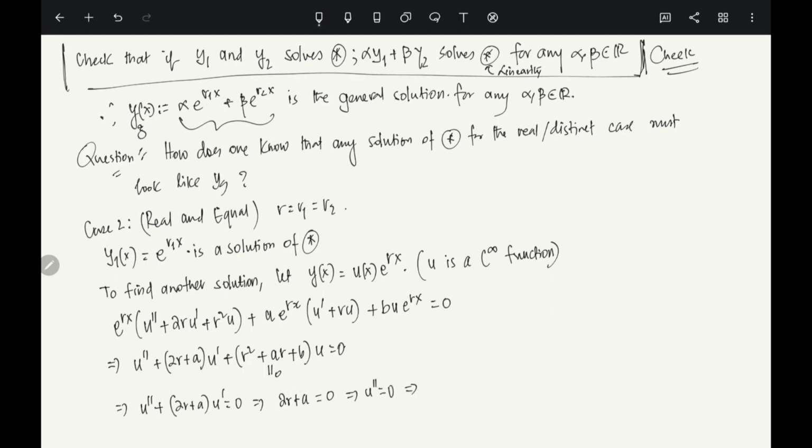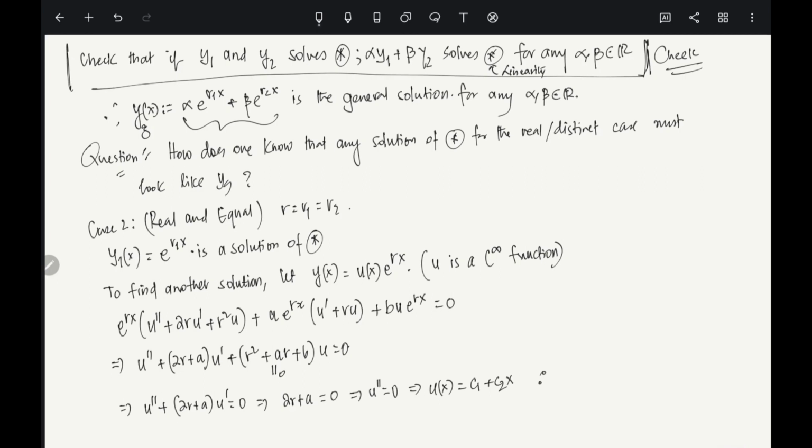And if this is the case, then that will imply that u double prime equals 0, and I am just looking for one u which will satisfy this. So u(x) given by c1 plus c2 x will satisfy such an equation, u double prime equals 0. Okay, so therefore y2 of x we can define to be (c1 plus c2 x) e power rx.